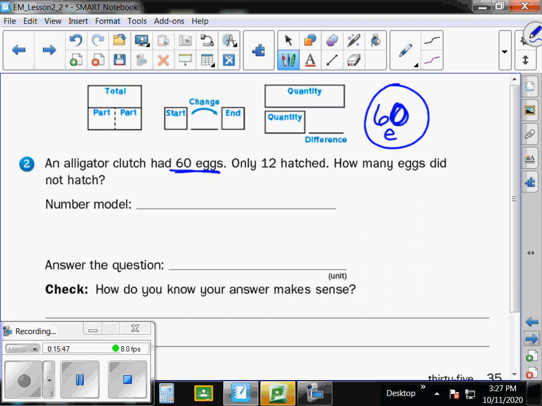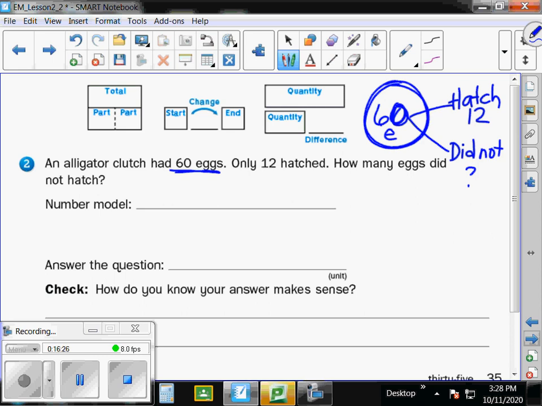So how am I going to show that 12 of these hatched? Let's read on. How many eggs did not hatch? Oh, okay. So now I only have one clutch of eggs. Out of that clutch, some of them hatched and some of them didn't. So I'm kind of like making two different parts, right? Some that hatched and some that did not. Well, how many hatched? 12. How many did not? Well, I don't know. What am I going to do?